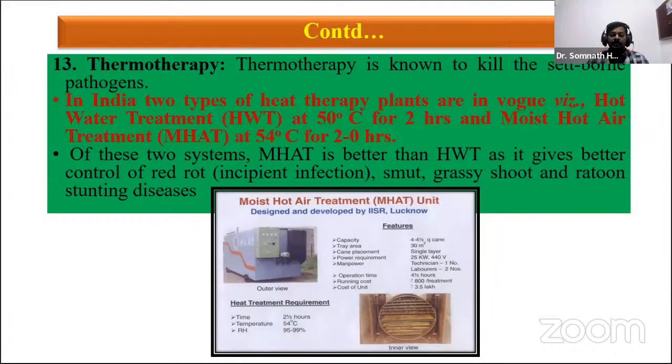You can see the capacity of this MHAT device, which can treat approximately 4 quintals of cane at once. This design was developed by the Indian Institute of Sugarcane Research Lab.